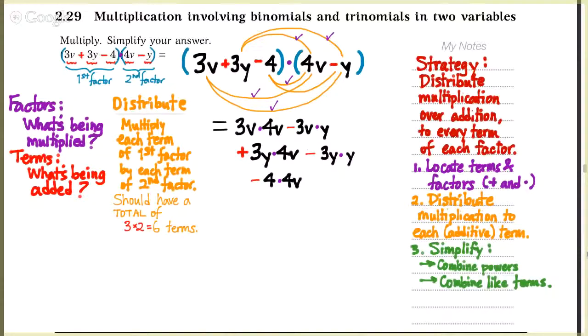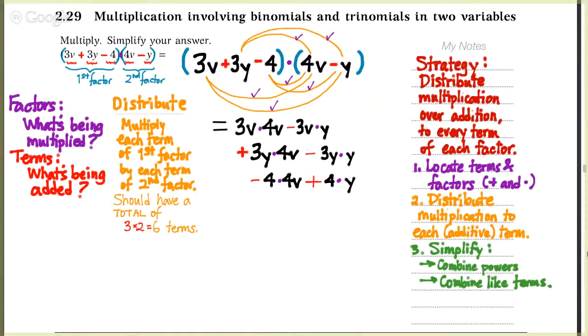Finally, the negative 4 from the first factor multiplied by the 4v from the second factor gives us minus 4 times 4v, moving the minus out to the front again. And then the negative 4 from the first factor multiplied by the minus y from the second factor actually gives us, in this example, a pair of minuses, minus minus 4y, which before we go any further, let's change into a plus so that we don't end up with any sign errors later on down the line.